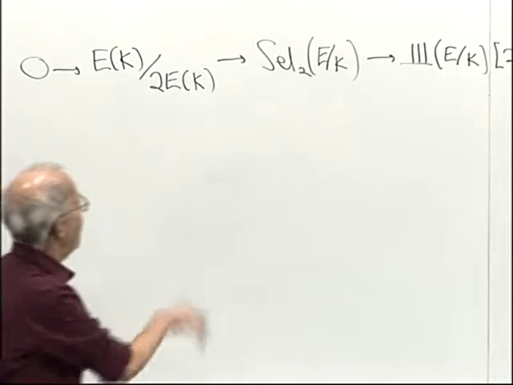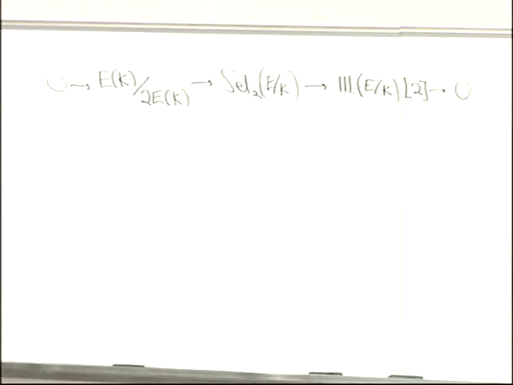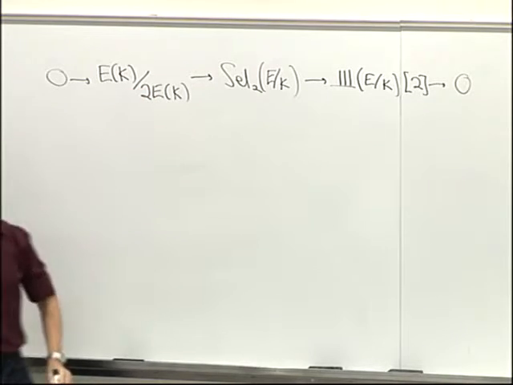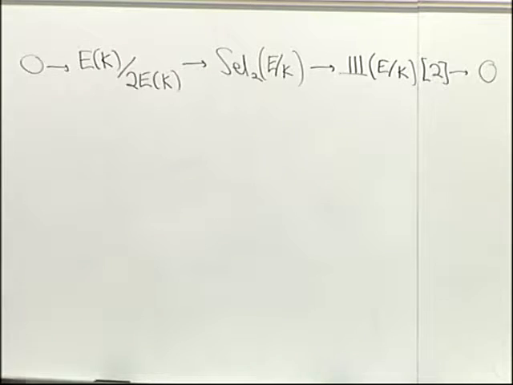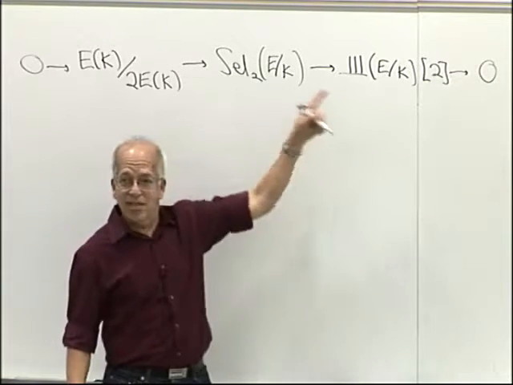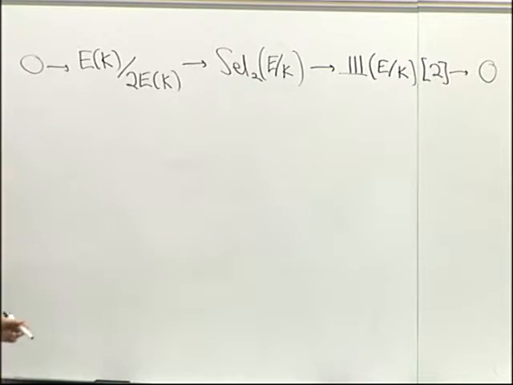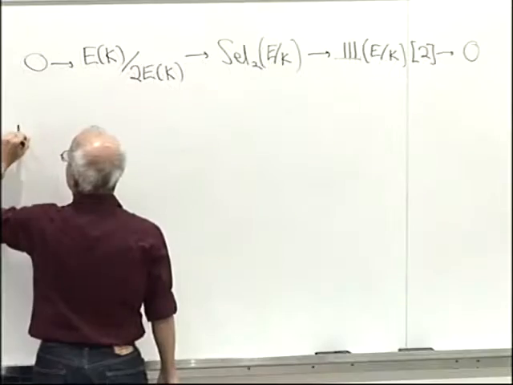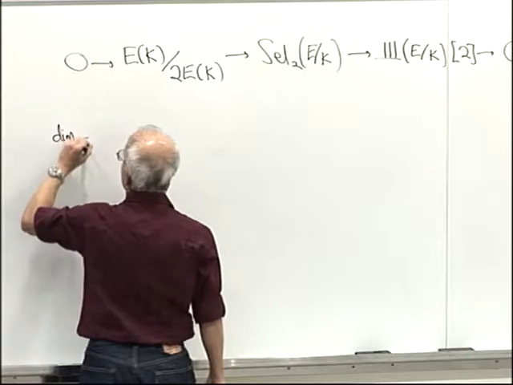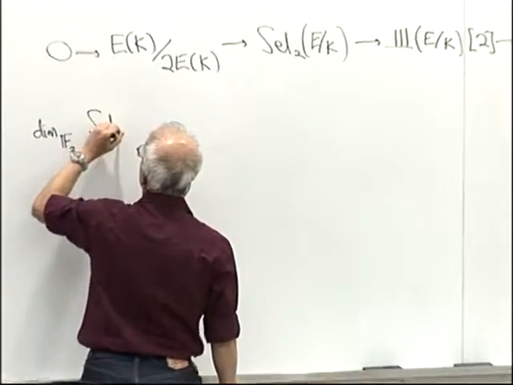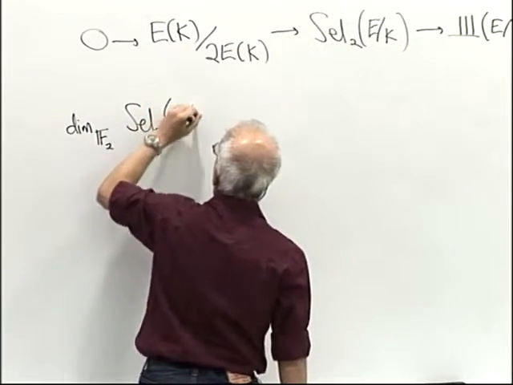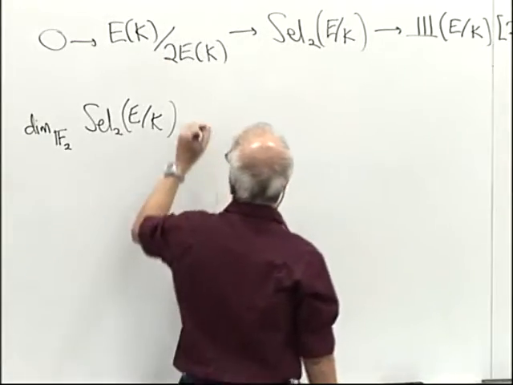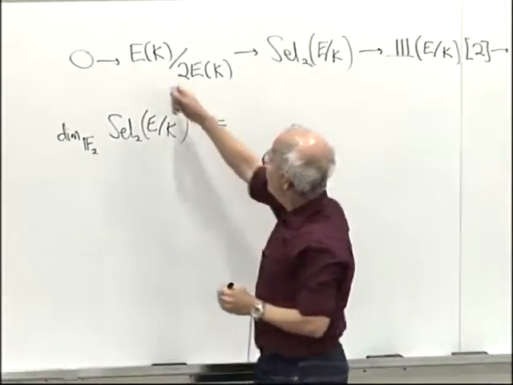So again, I'll define the 2 Selmer group later, but for now, let's just think of it as an upper bound for the Mordell-Weil group modulo 2 in this sense. So these are all vector spaces over the field with 2 elements. And so what we can take away from this exact sequence is that the F2 dimension of the Selmer group, well, it's the sum of the dimensions of the outer 2 terms.